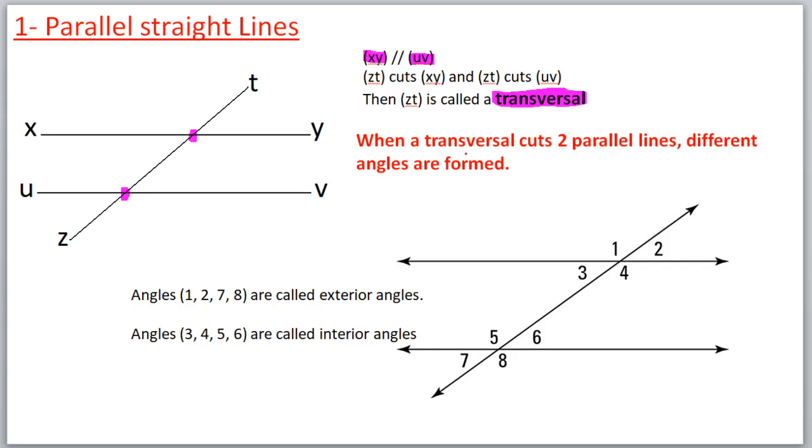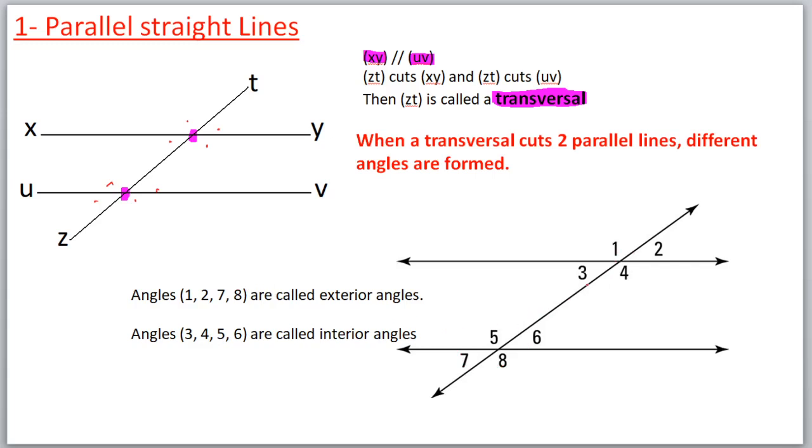How many angles are formed here? 1, 2, 3, 4, 5, 6, 7, and 8. Some angles are equal to each other. In this lesson, we will discuss which angles are equal to each other. So observe these lines and observe the angles 1, 2, 3, 4, 5, 6, 7, 8.